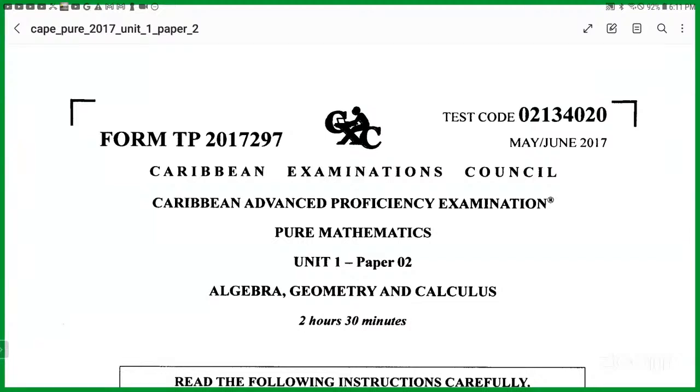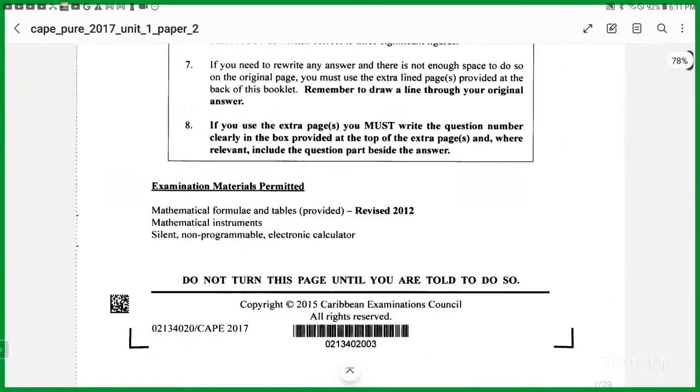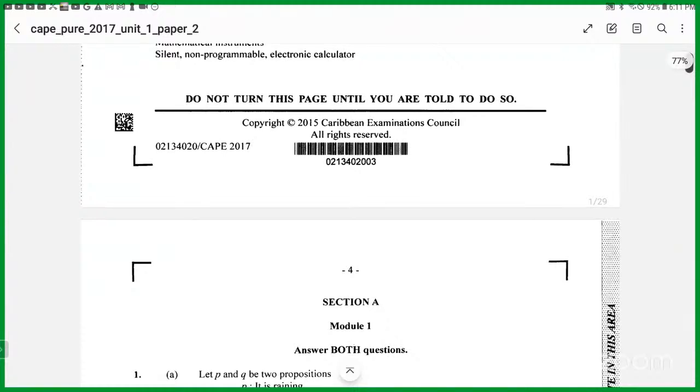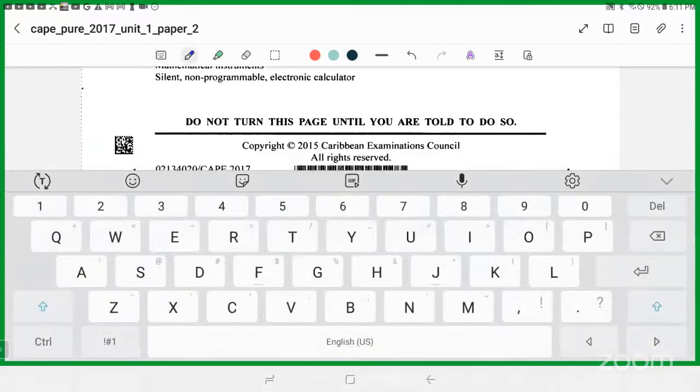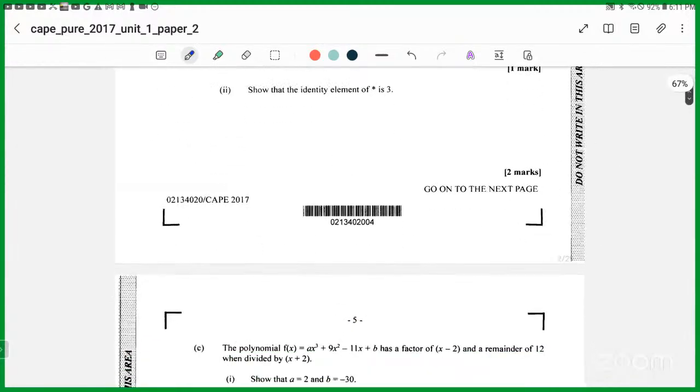All right, so you're going to do the 2017 paper first time: 2A, 3A, and 3B. All right, let's see. Right. So doing 2A.